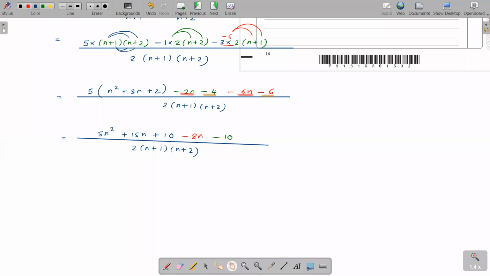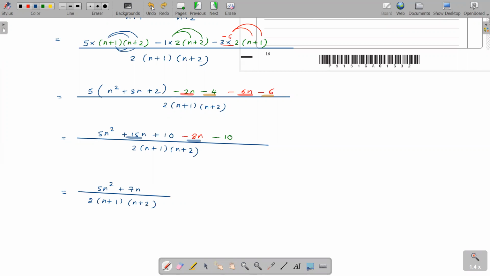And then let's simplify the numerator. So what do we get here? 5n square. What about the n terms? 15n minus 8n. How much is 15n minus 8n? Plus 7n. And you can see plus 10 minus 10 will completely cancel out. Right? So you are remaining with 2 times n plus 1 times n plus 2.